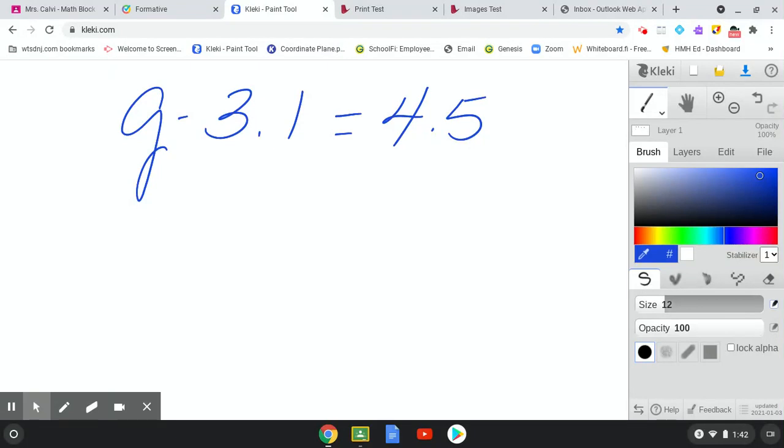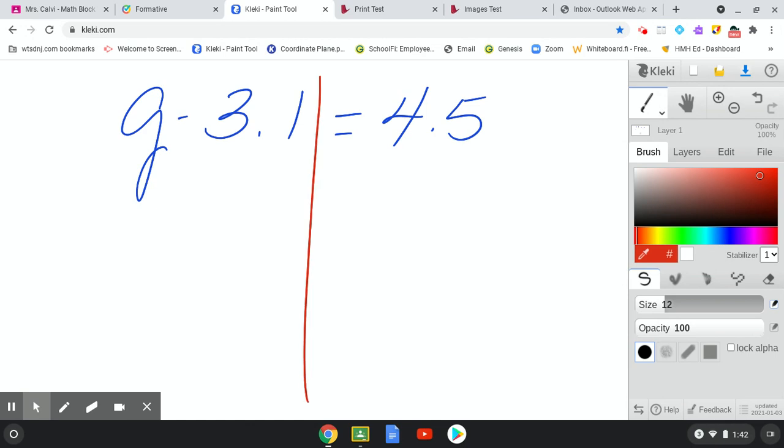Quick review on solving equations that have decimals. It is the same process as we solve equations with whole numbers. We're just going to have a decimal instead. Okay, so here we have g minus 3.1 is equal to 4.5.